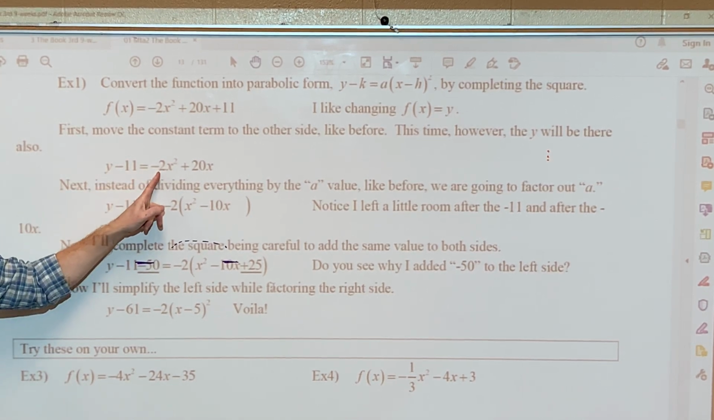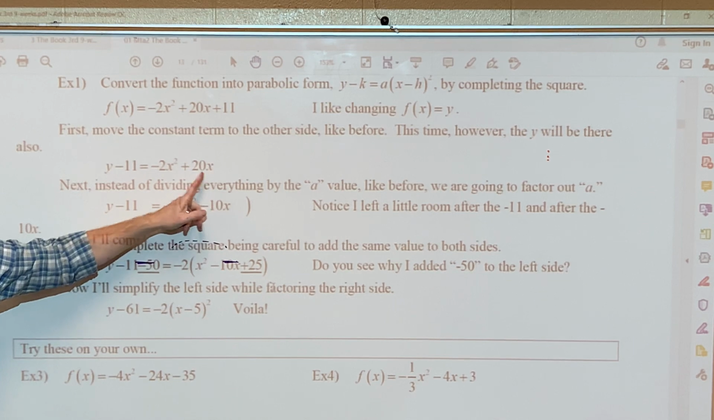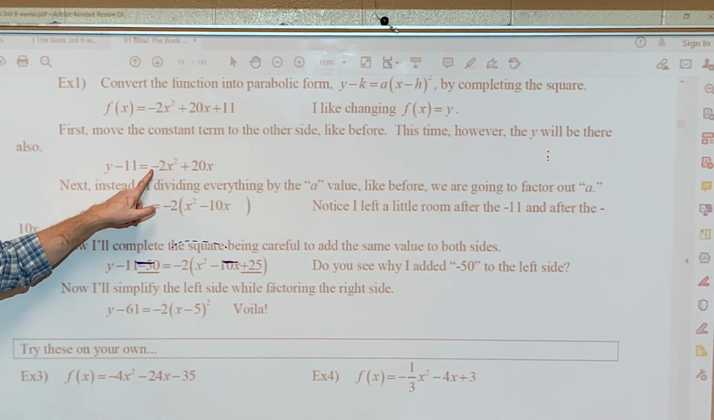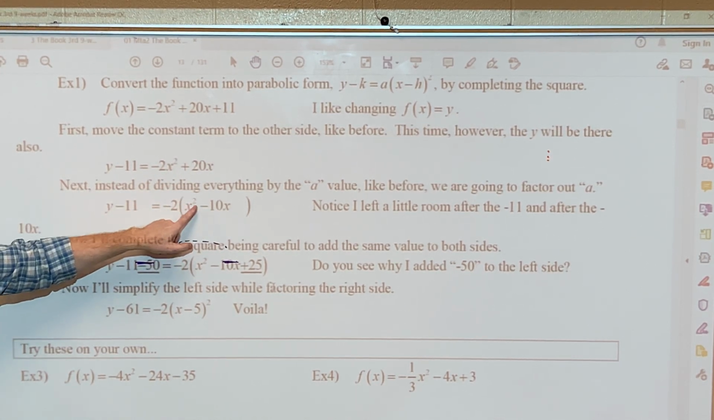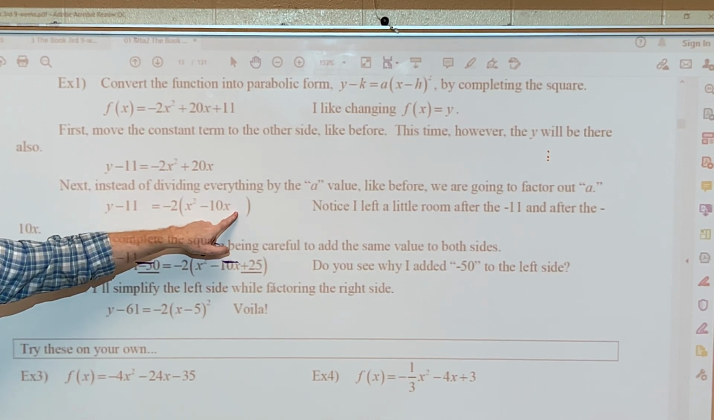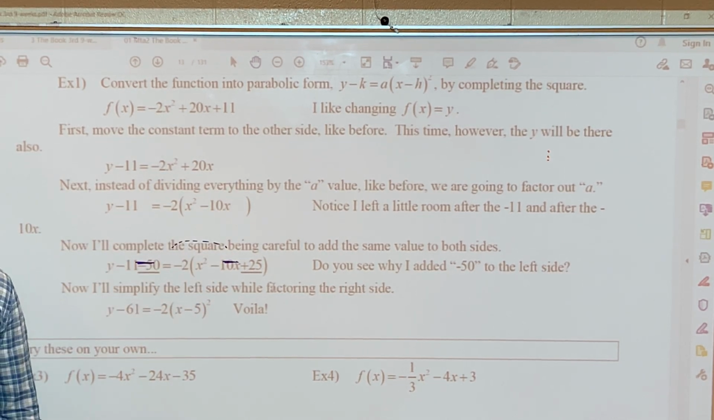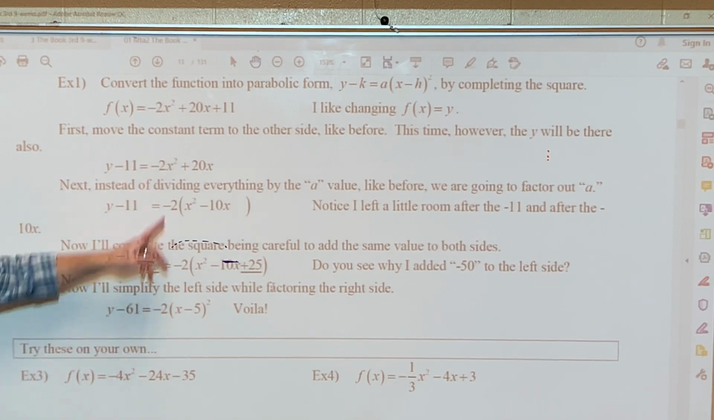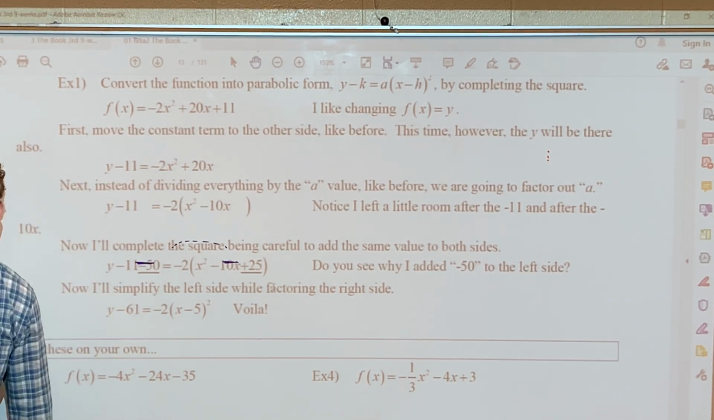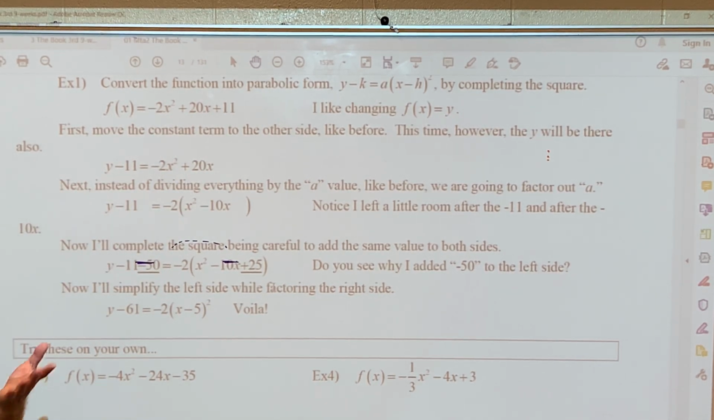Now when I factor out a negative 2, again, remember it's like dividing by negative 2, so it's going to change the signs from negative to positive x squared, negative 10x. All right? And then you complete the square. You can't change the order of this. You can't complete the square and then factor out a -2. You might think it works, but it won't give you a perfect square trinomial. You have to do it in this order.